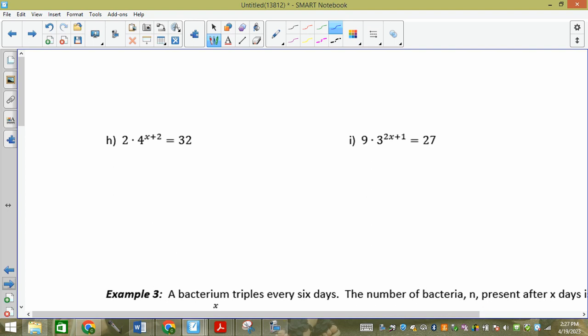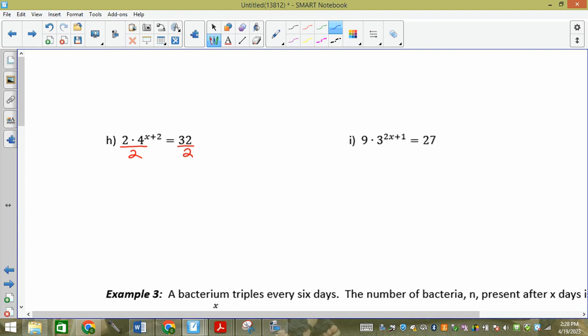No, what else could we do with that 2? We can't multiply it to the 4, but I could do what to the 32 with it? Yeah, you can divide the 2 over. Why can I divide the 2 but can't multiply it by the 4? The 32 is just a 32.